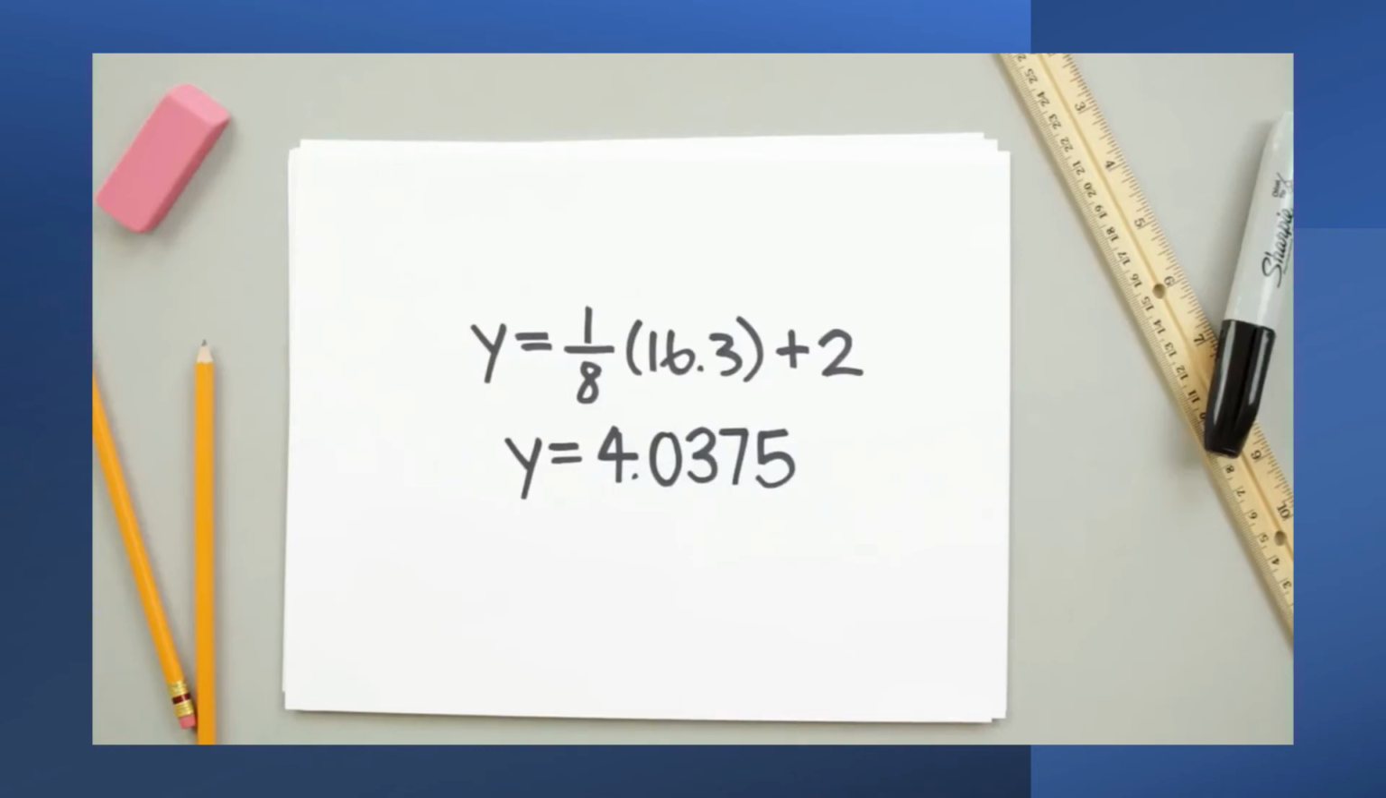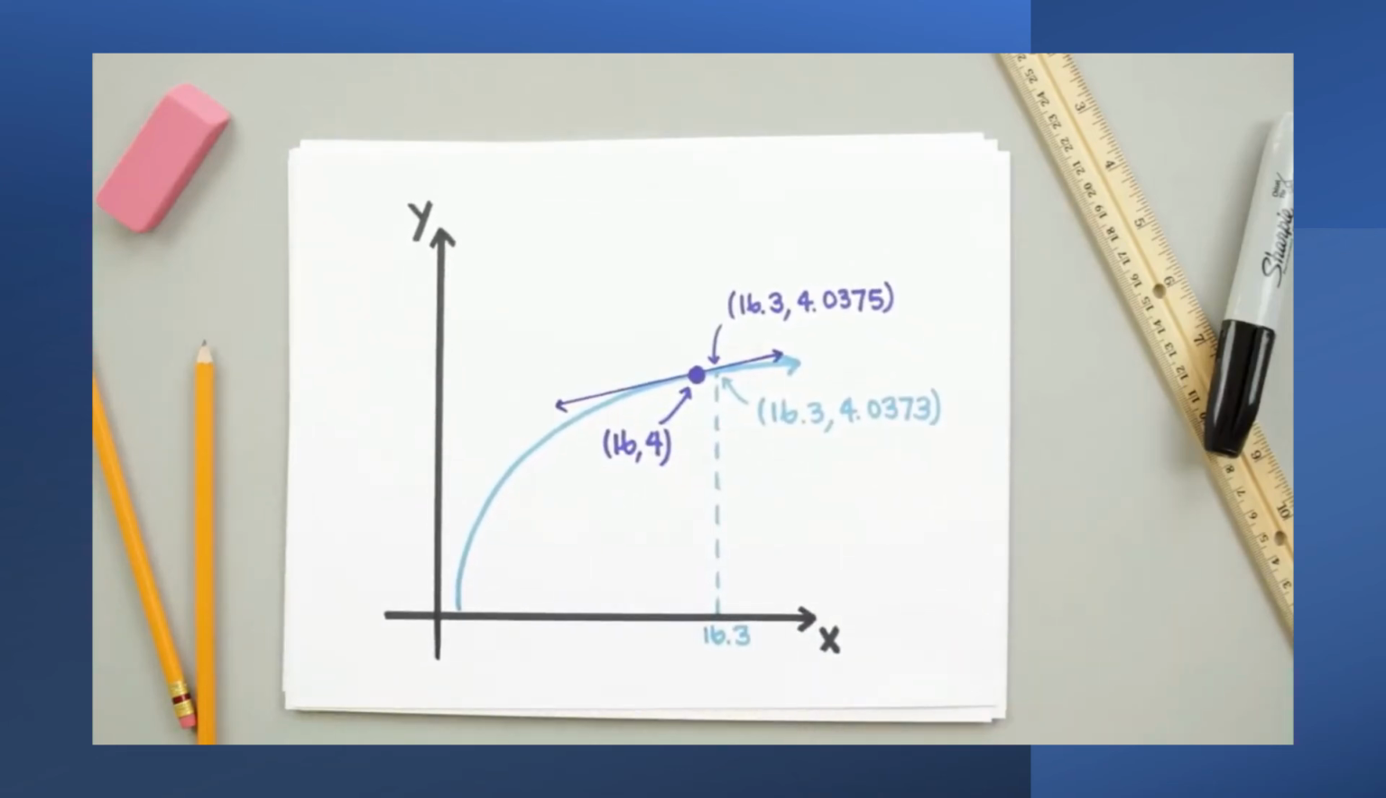This method isn't going to give you the exact value of y on the original function, but since the square root of 16 is so close, the linear approximation will give you a pretty good estimate about the square root of 16.3. Looking at the graph of the function, plus the tangent line that runs through the point 16, 4, we can see that we get really similar values when we plug 16.3 into the original function and into the tangent line. In fact, the actual square root of 16.3 is 4.0373, so the answer we found seems like a pretty good estimate.